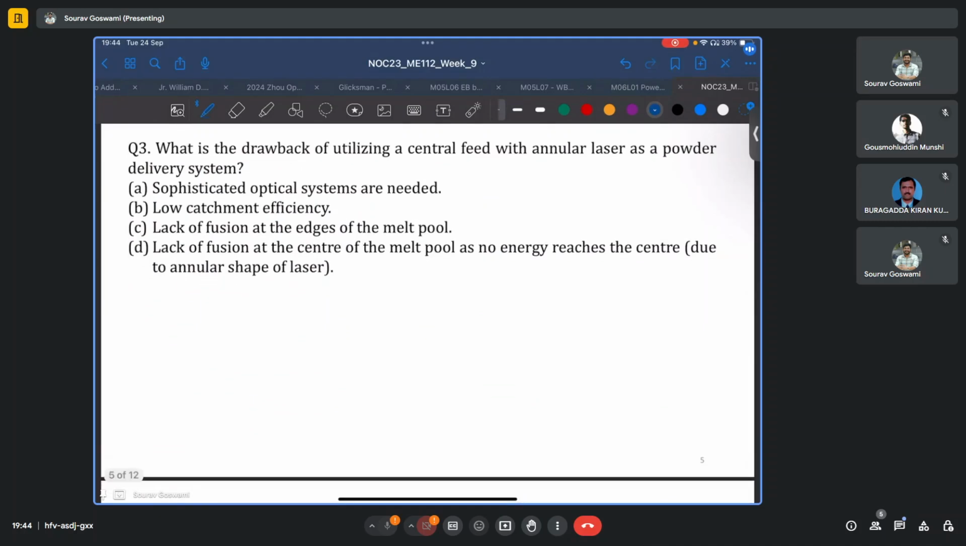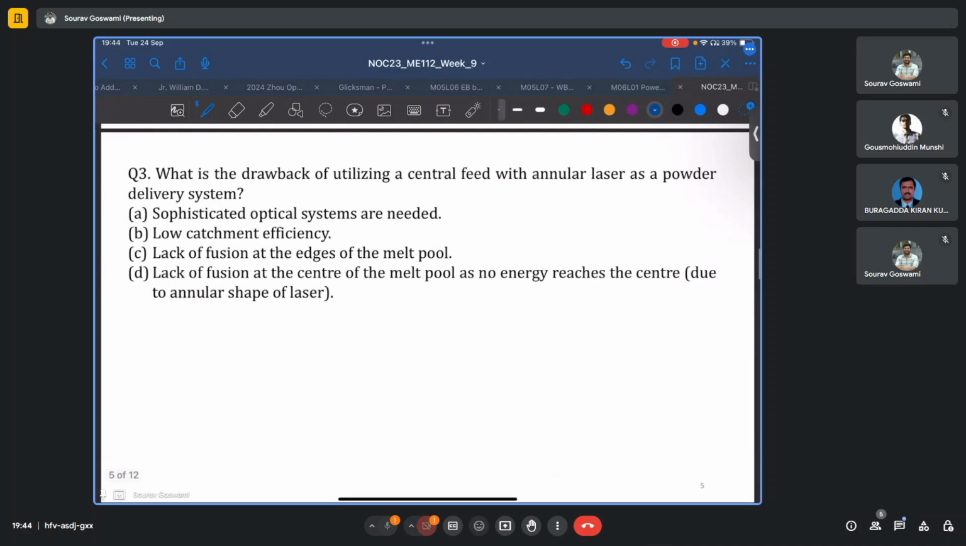What is the drawback of utilizing a central feed with annular laser as a powder delivery system? So if we just recollect, the central feed with annular laser had the powder coming from the center and there was this annular region around it from which the laser is coming. So also from the back here and from the center the powder is being fed.